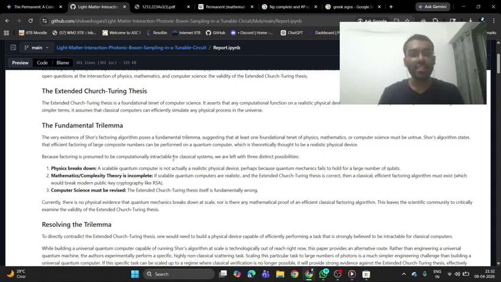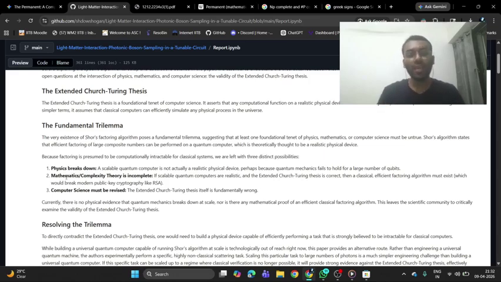Because factoring is presumed to be computationally intractable for classical systems, we are left with three distinct possibilities. The first being physics breaks down. A scalable quantum computer is not actually a realistic physical device, perhaps because quantum mechanics fails to hold for a large number of qubits.